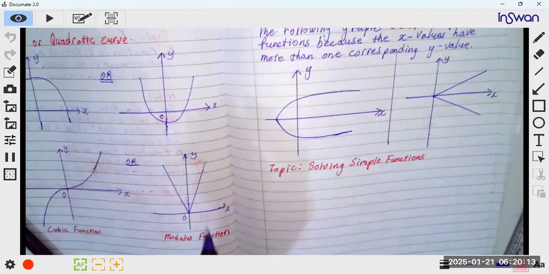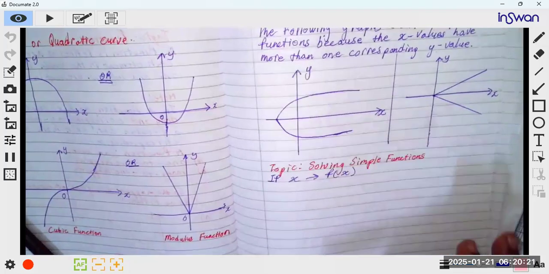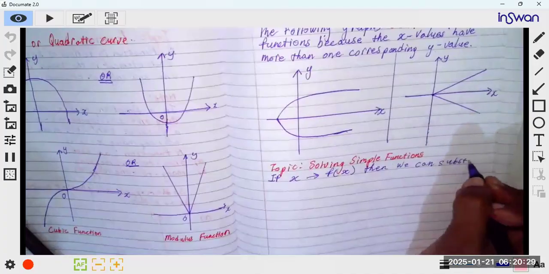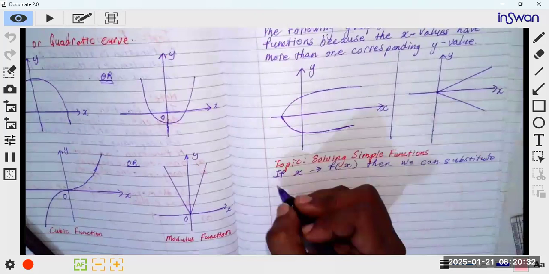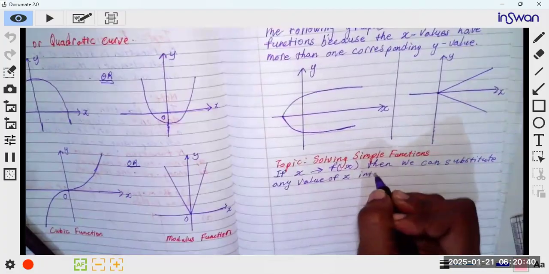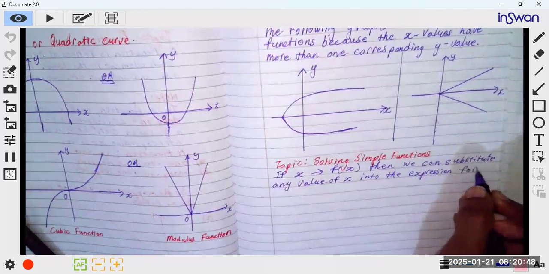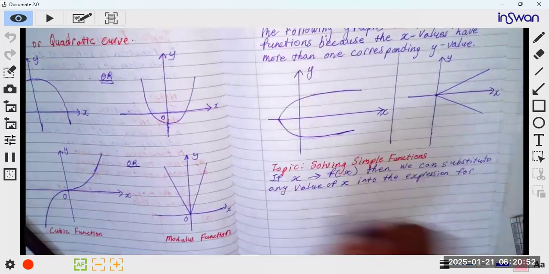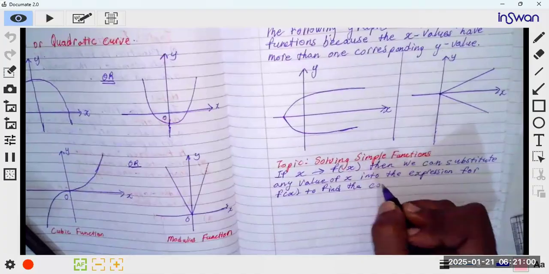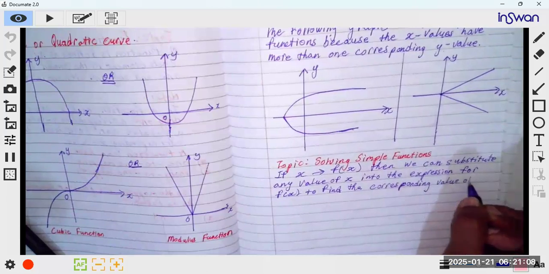So if we're starting, if x is mapped onto f of x, that's how we pronounce it, then we can substitute any value of x into the expression for f of x to find the corresponding value of f of x.